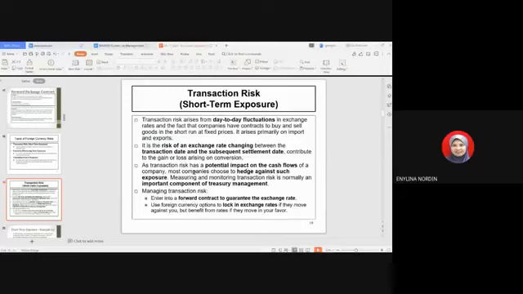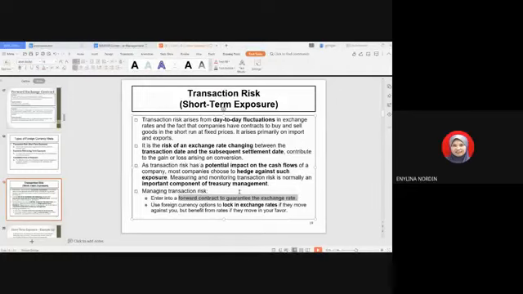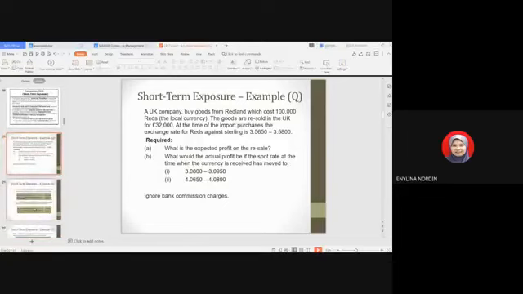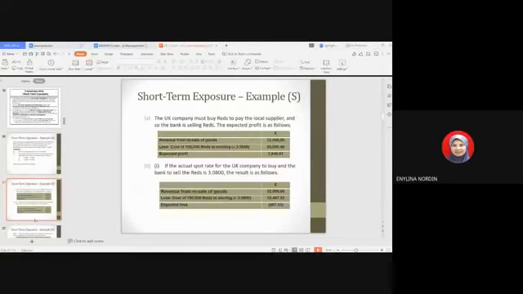It has a potential impact on the cash flow of the company. Transaction risk will have an impact on the cash flows of the company. Most companies will choose to hedge, meaning to minimize the transaction risk, using the forward contract. They can use the forward contract to minimize the transaction risk. So this is the example, and you can go through it later on. Example, transaction risk.